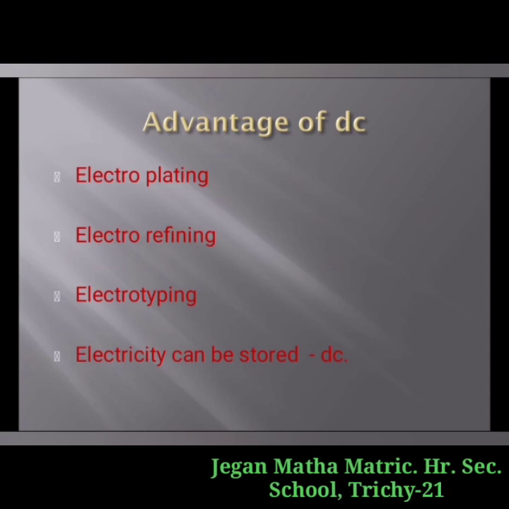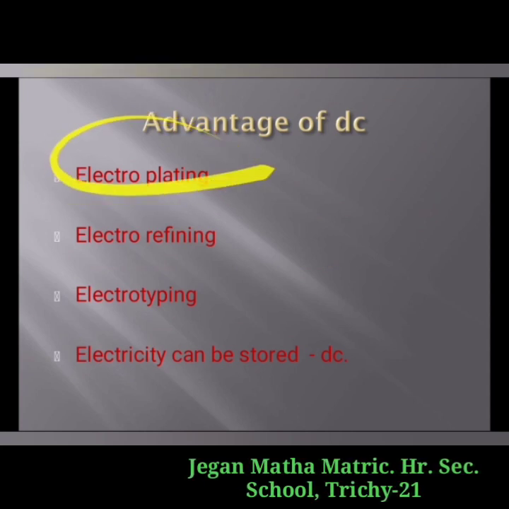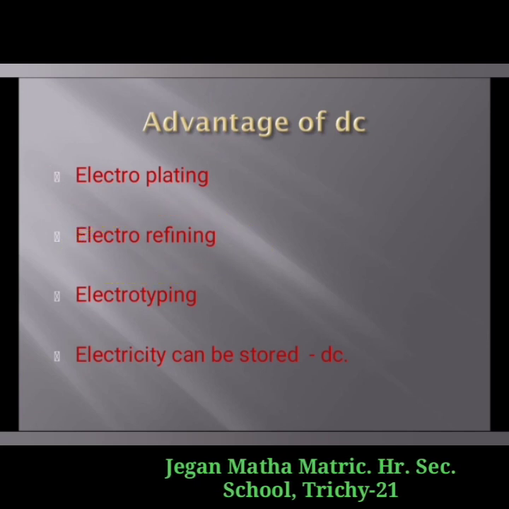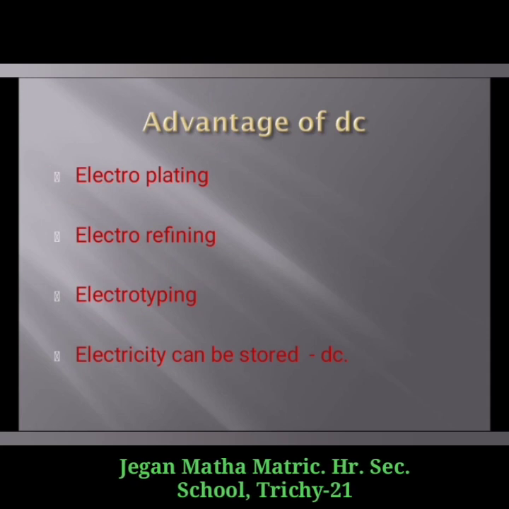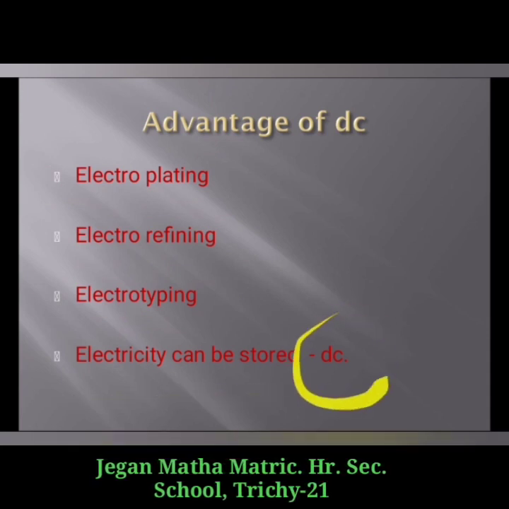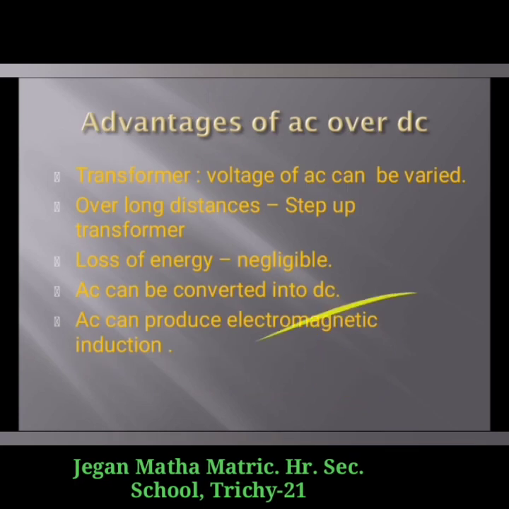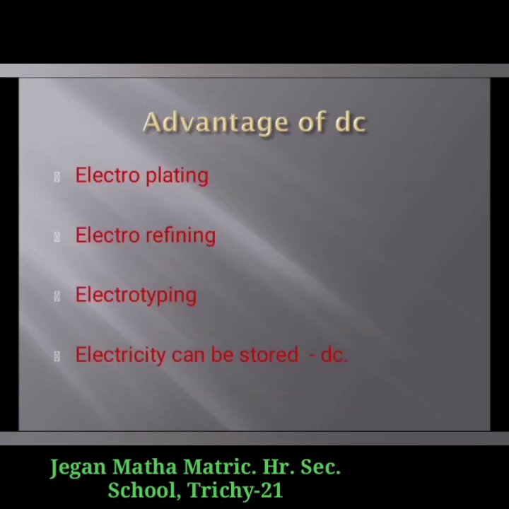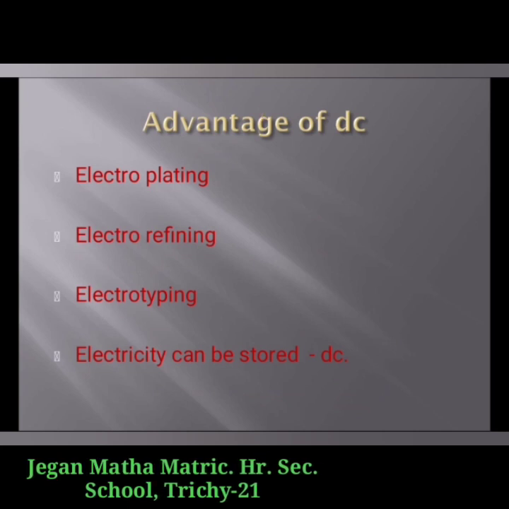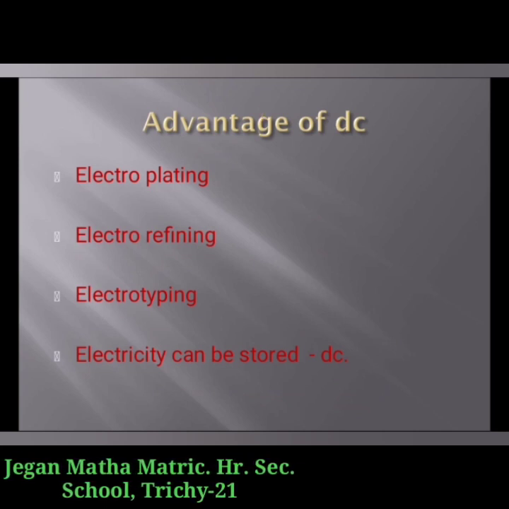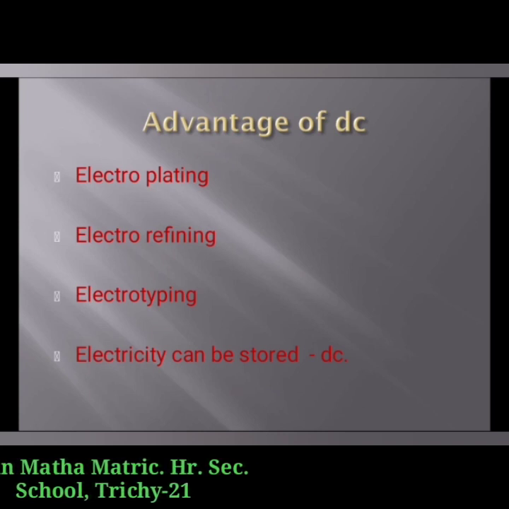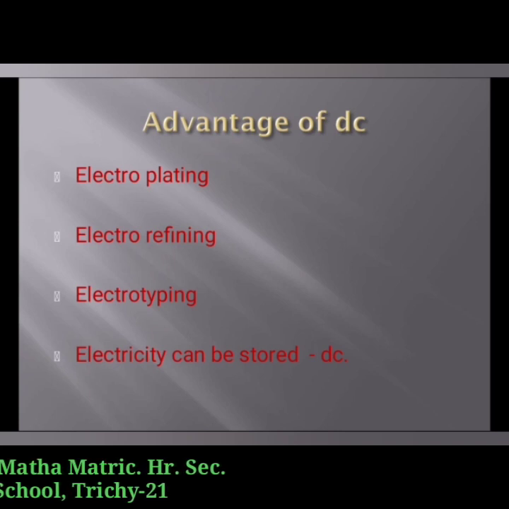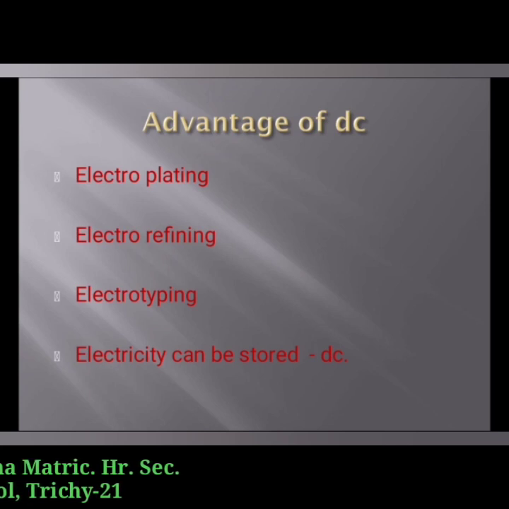Then advantages of DC: electroplating, electrorefining and electrotyping can be done only using DC. Electricity can be stored only in the form of DC. So these are the advantages of DC. In India, the voltage and frequency of AC used for domestic purposes are 220 volt and 50 Hz respectively, whereas in the United States of America it is 110 volt and 60 Hz.